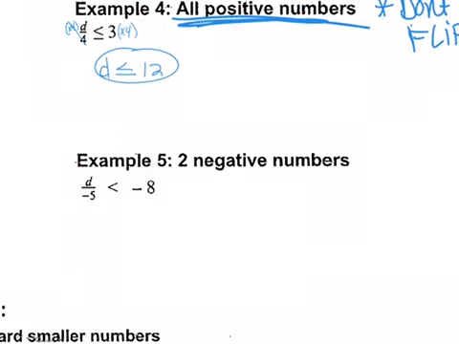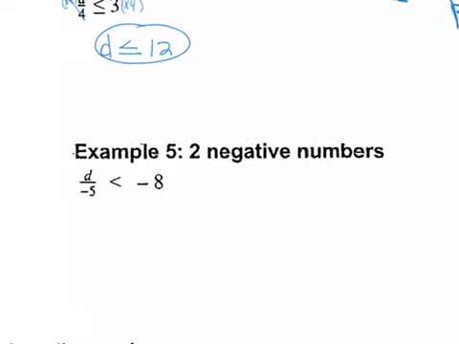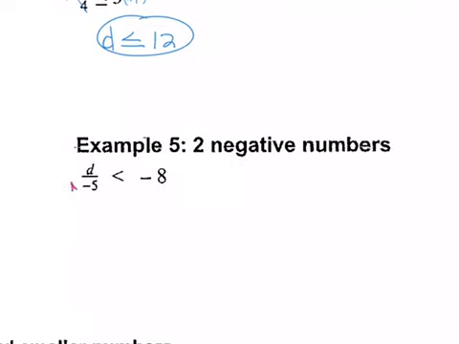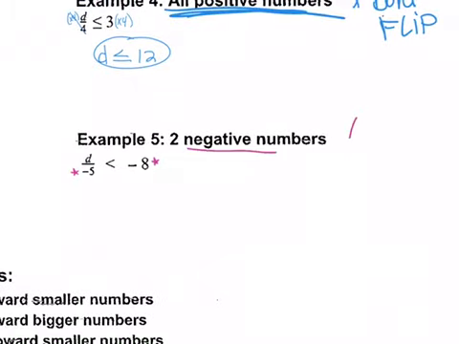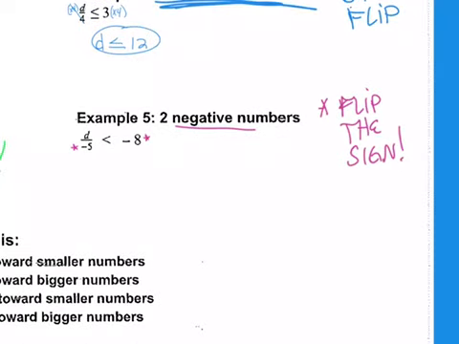But then on example 5, looking at my problem, I have a negative number here and a negative number here. So that means I'm going to have to flip my sign. So flip the sign. And you guys can write this stuff out to the side if that'll help you. If you remember negatives, you flip the sign.